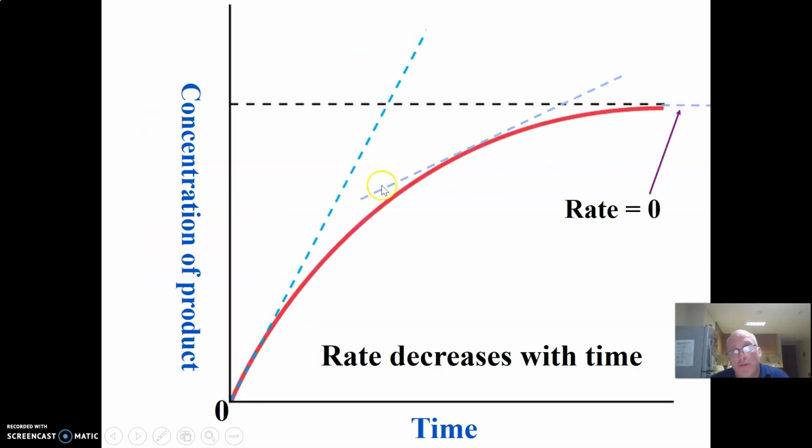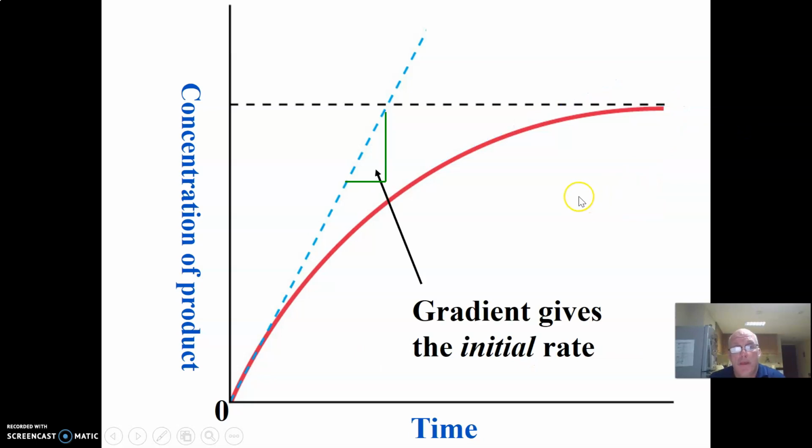Now I've got here another rate curve in red, and you can see this tangent I've drawn to the initial part of the curve is called the initial rate, and that's quite important in chemistry. This, on the other hand, is a tangent taken to that point there, and it's called the instantaneous rate at that moment. And of course, the rate is 0 there. So this gradient here, this amount of product divided by that amount of time, gives the initial rate of reaction.